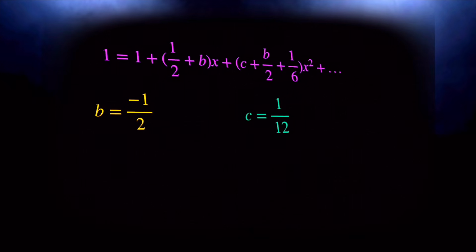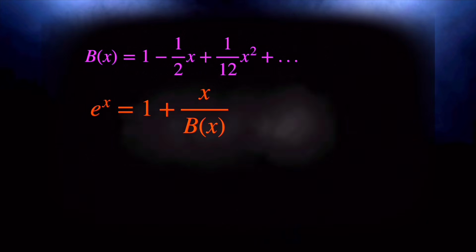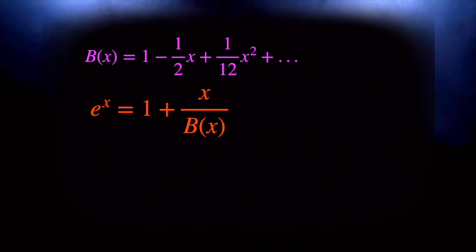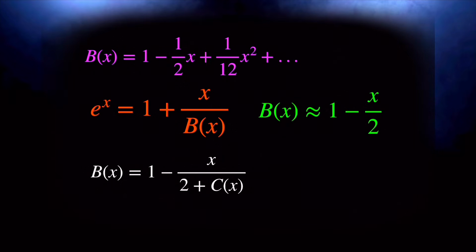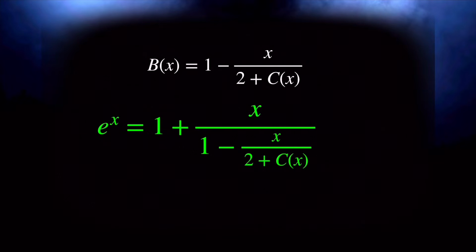So in doing so, what we find is that b of x is equal to this new infinite series. And therefore, again, we have a preliminary structure for e to the x. To find b of x, we'll do a linear approximation, or to first order. It looks like 1 minus x over 2. And so we can get a general form for the continued fraction form of b of x, and again for e to the x.